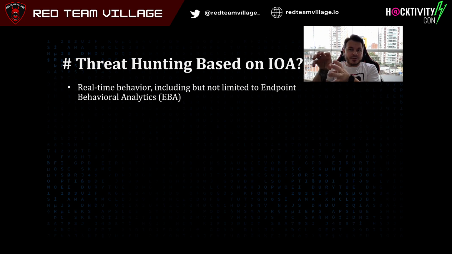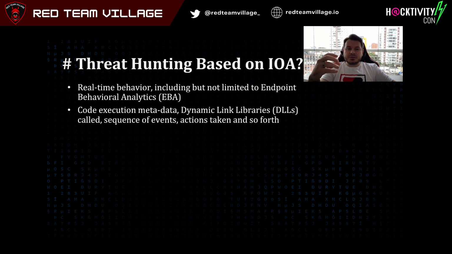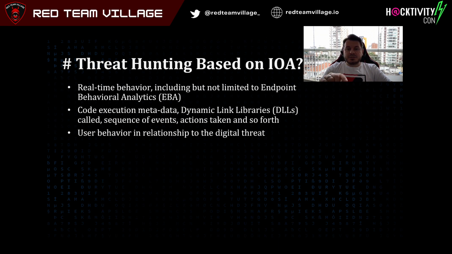It's different when you have some function inside of the antivirus, with behavior monitoring or intelligence or machine learning, whatever name you prefer to use. You have this in the endpoint, but the real-time behavior is like how you can see the Windows events, right? So how can you monitor this different behavior, how can you set some tags in your environment to see this suspicious behavior, okay? Another is code execution method data, or, again, some DLLs, dynamic link libraries, being called. So how can you see the sequence of events, all the actions you can find, or how can you see this kind of action in your environment, right? Suspicious.